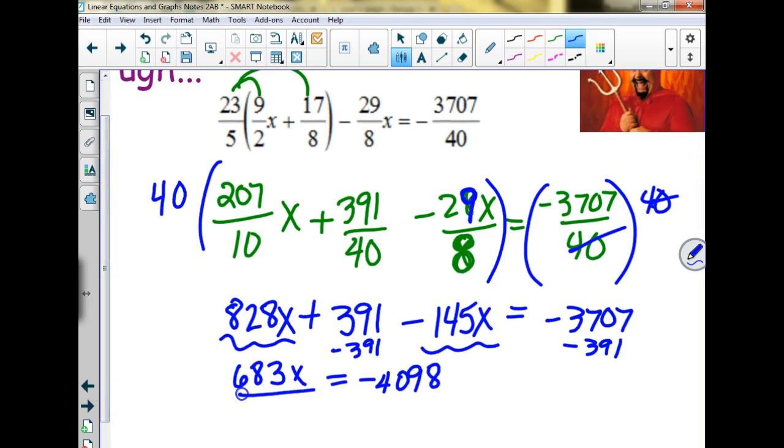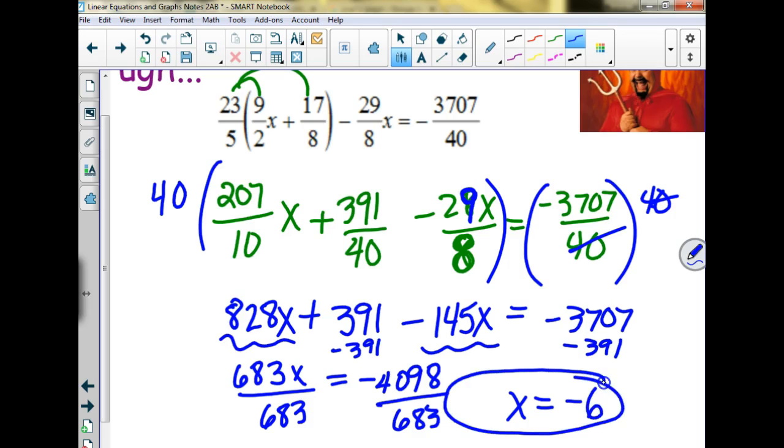And if we divide and do a math enter. Oh, it comes out nice. Negative 6. Okay. We good? Anybody need time to copy that down? I was going really fast.